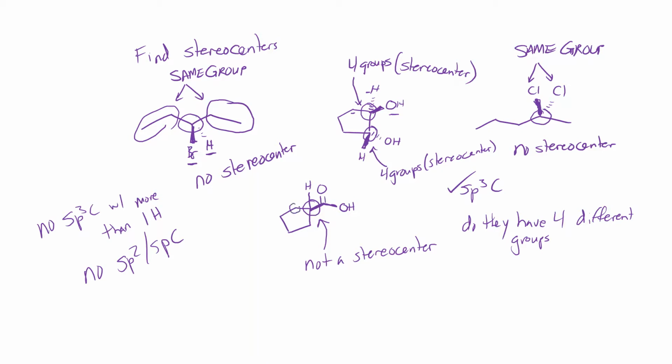And then over here we have a CH2, and on the other side we have a CH2. So those are the same, and no matter how far we go out, we have another CH2, another CH2, no matter how far we go out, this compound is always going to have the same groups attached to it, right? And so it's not a stereocenter. It does not have 4 distinct groups. Okay. So that's finding stereocenters.